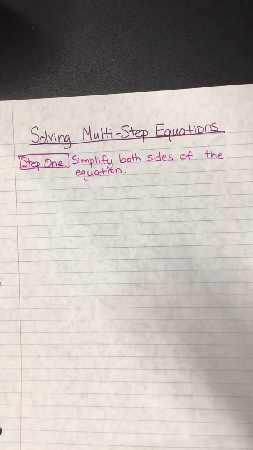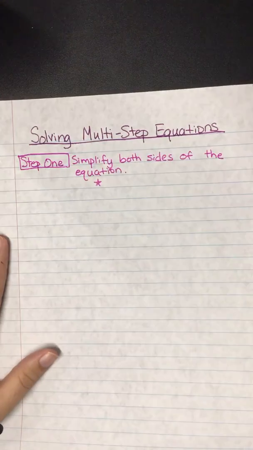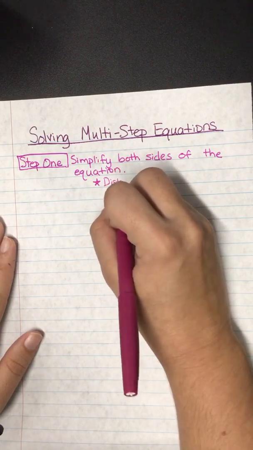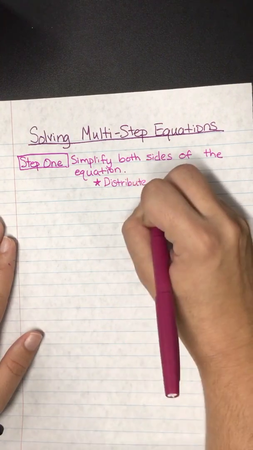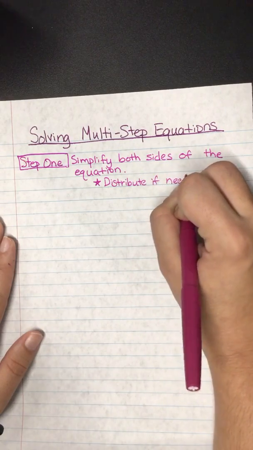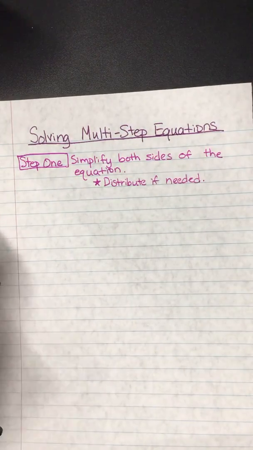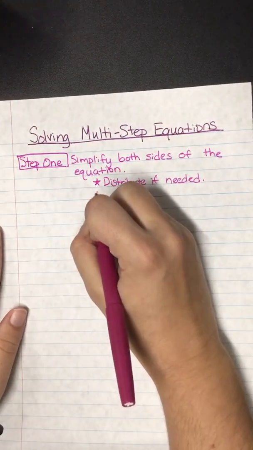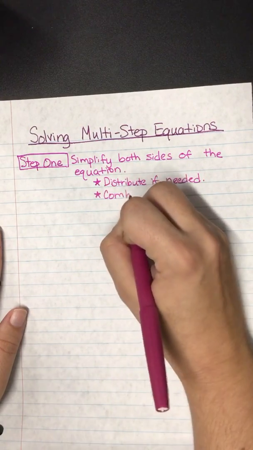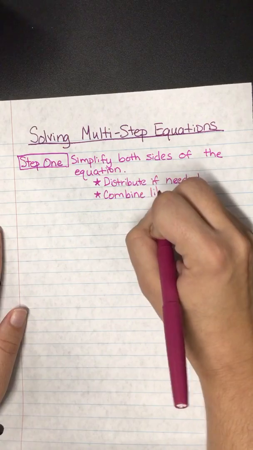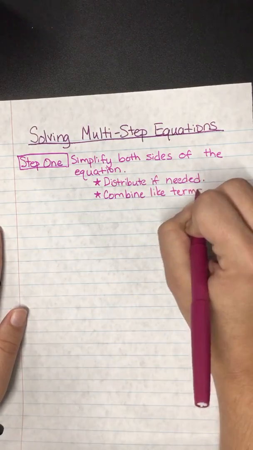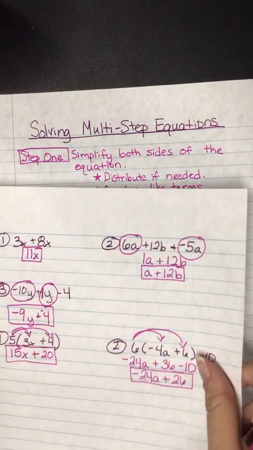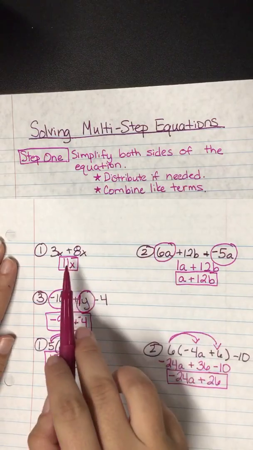So that is exactly what we just did. If we see parentheses and we have a term outside of those parentheses, we're going to distribute. If we have terms that can be combined, we're going to do that. Okay, so just like we did in our bell work, we're going to look at both sides of our equations and make sure that they're in simplest form.